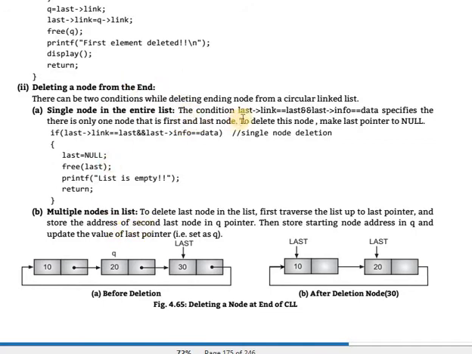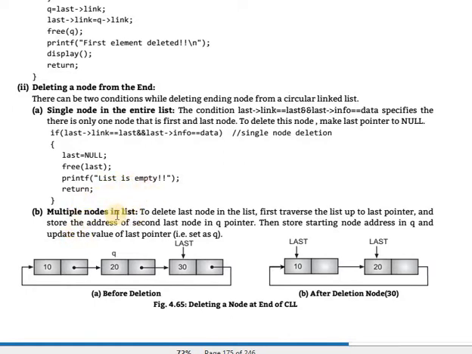The condition is to check that last of link is equal to last, and that last info is equal to data. This specifies that there is only one node, that is the first and last node. To delete this node, make the last pointer null. If this condition is true, then null is initialized to the last variable, free that last, display the message list is empty, and return.